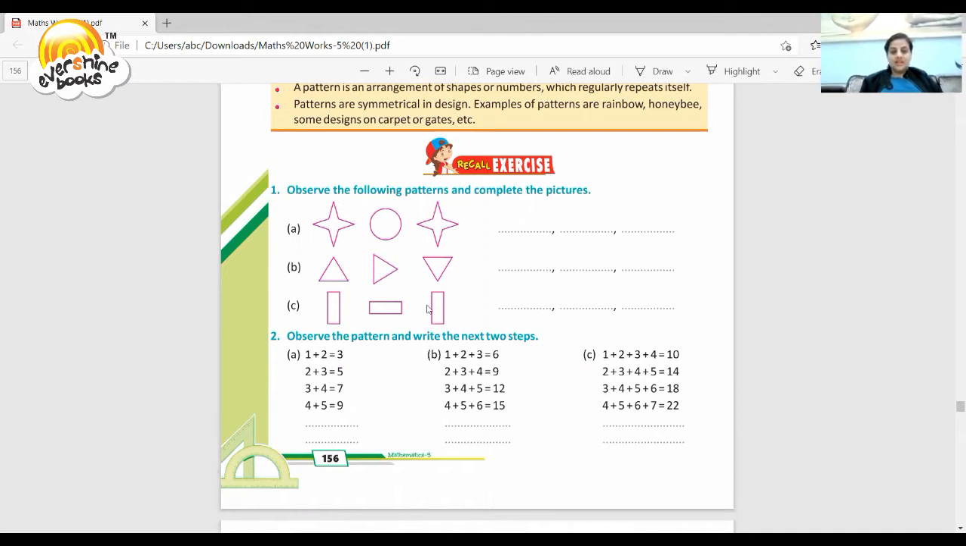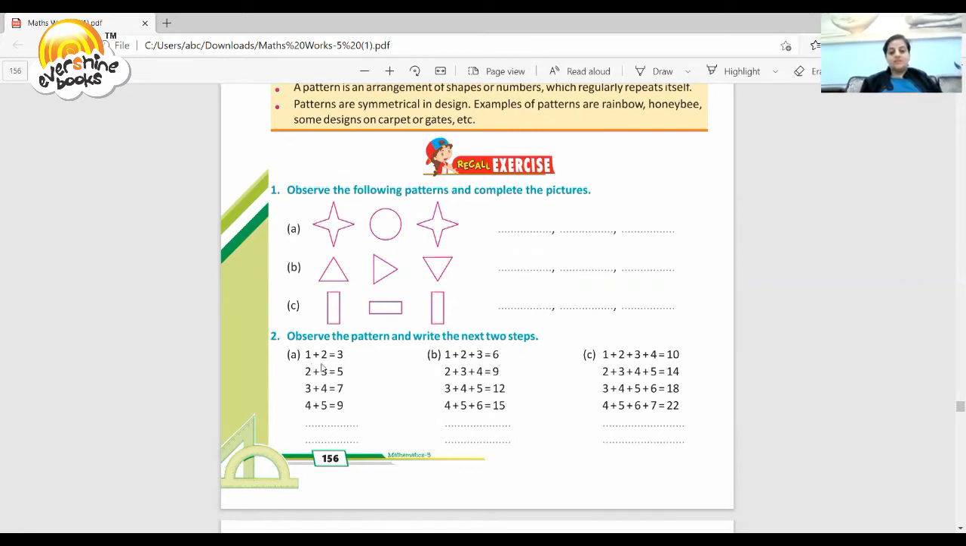So these are the shapes you have to complete. It is a ninja star, then a circle, ninja star, then circle, and then you have to make a ninja star, then a circle. Here, the triangle is going upward, sideward, downward. You have to make it like this, sideward. Then you have to make the pattern complete.